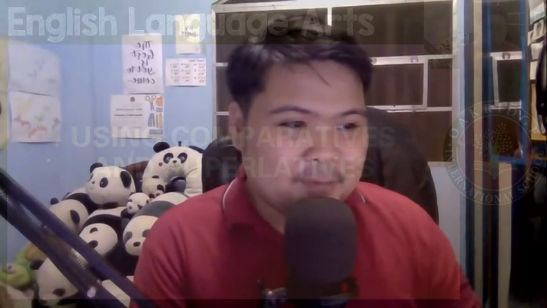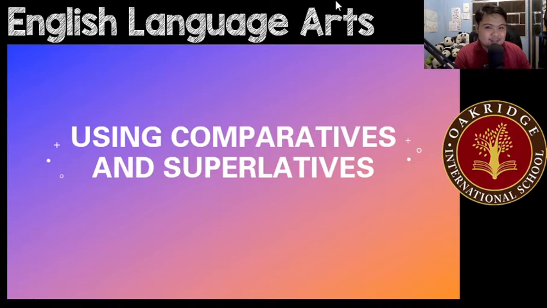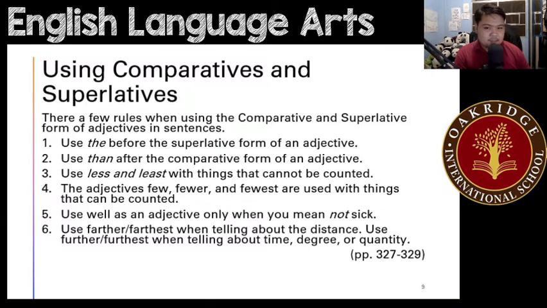Our topic for today will be using comparatives and superlatives, alright? We've discussed previously how comparatives and superlatives work, when the adjective is used to compare two things. When you're comparing two things, you would use the comparative form. And if you're comparing one among two or more things, then you would use the superlative form.